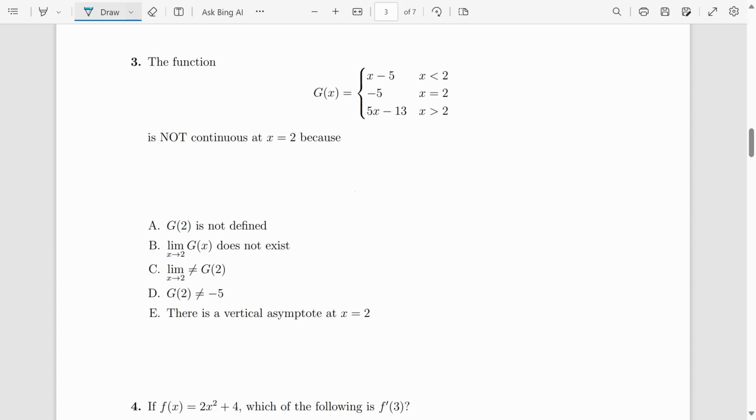Now it's asking, why isn't it continuous at x equals 2? Which one of these 5 reasons is the case for the function not being continuous at x equals 2? All right, let's go through each one of these one by one.